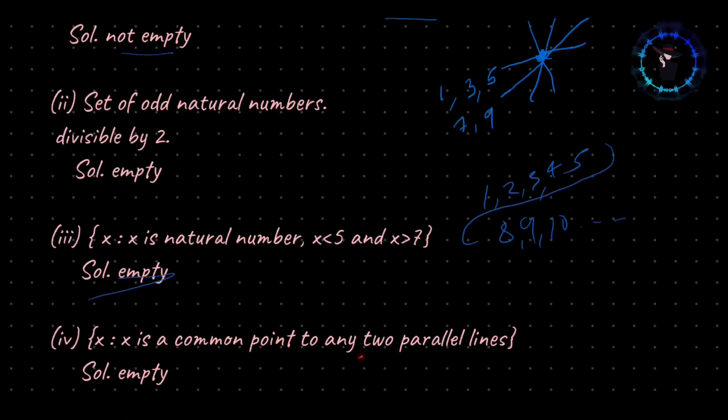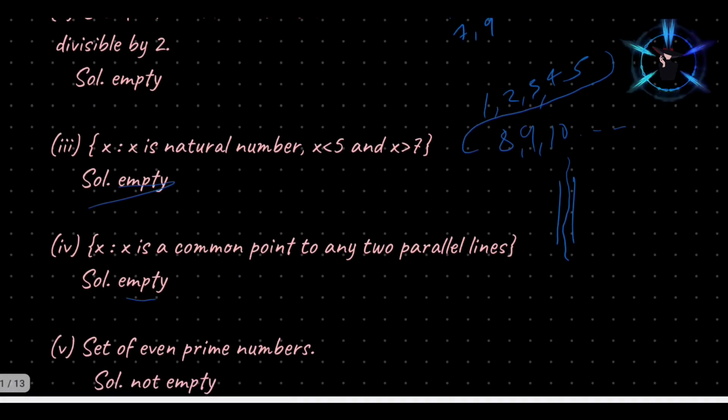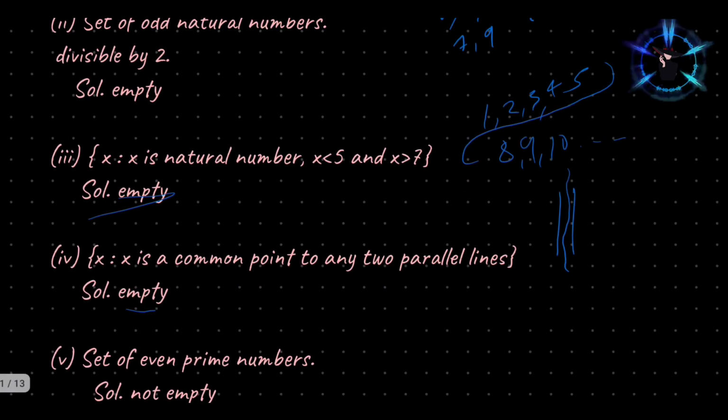A common point to any two parallel lines. So what are parallel lines? These are parallel lines. Is there any common point between them? No, they are not even touching each other, right? Because they are parallel. So it is also an empty set. Set of even prime numbers. Okay, that is not an empty set. We know what even prime numbers are, right? That's 2. 2 is an even prime number. So it is not an empty set.